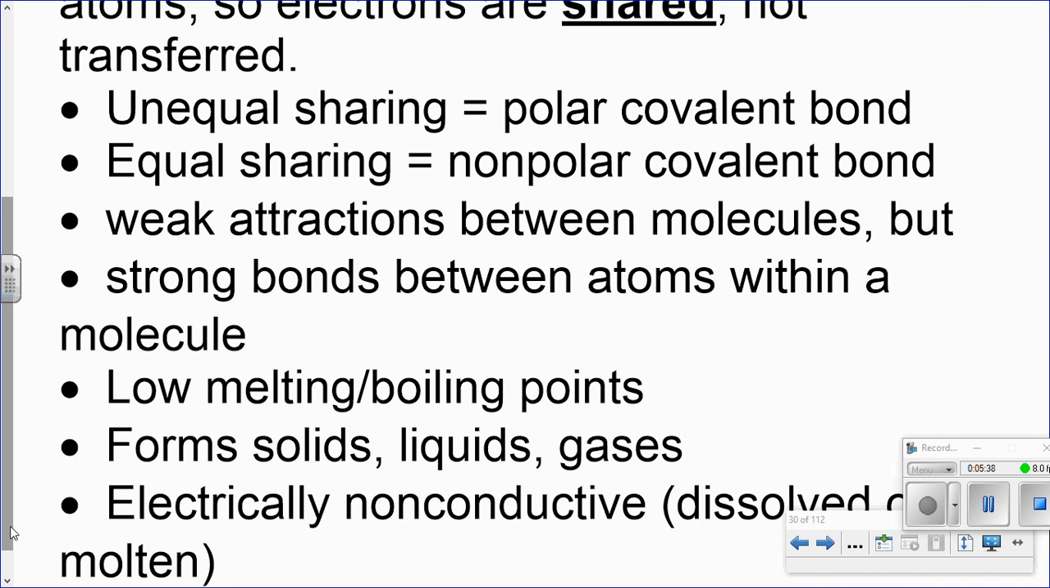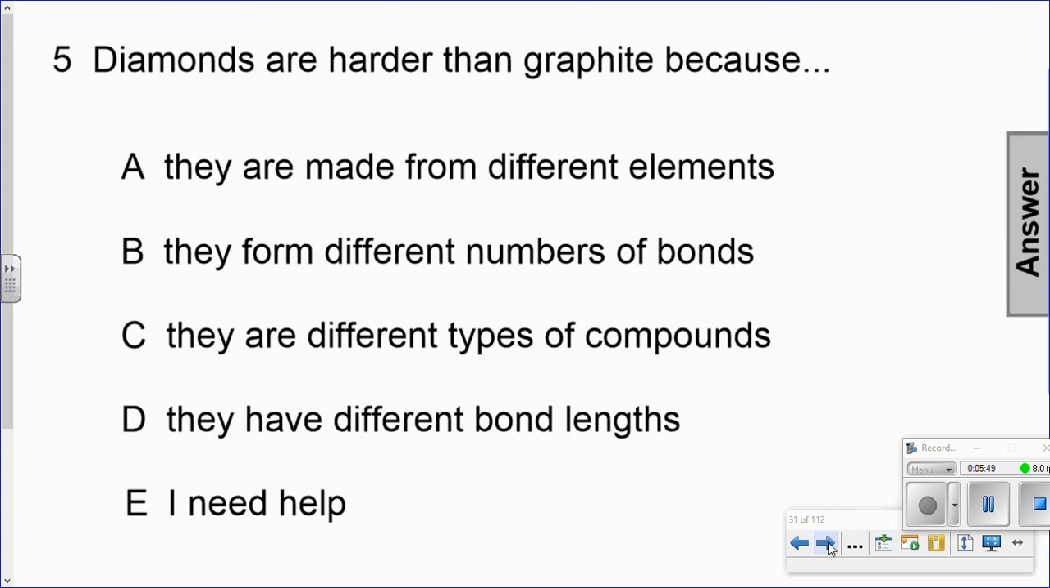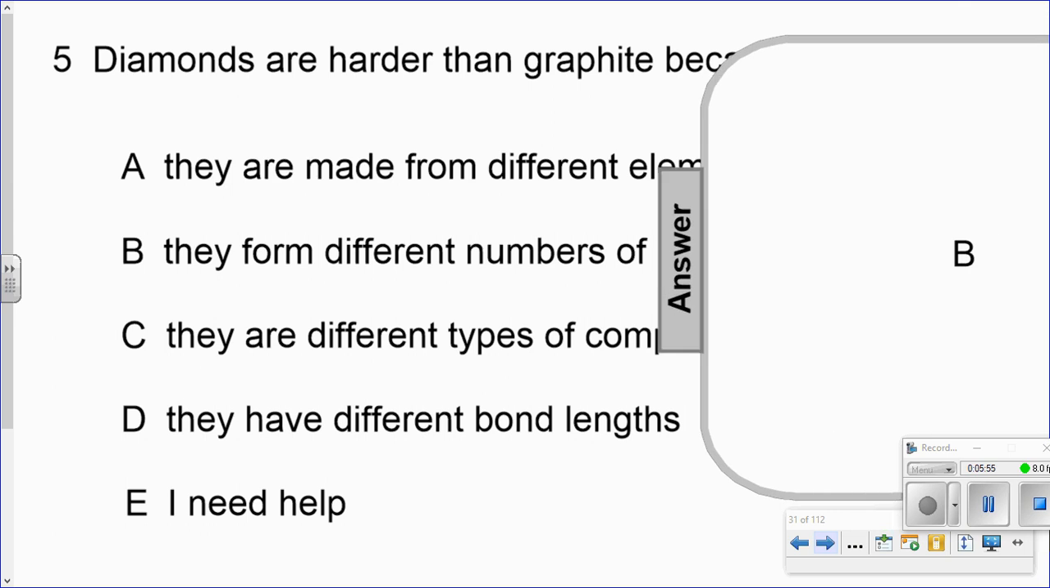They can form all forms of matter, solid, liquids, and gases, or all three. And they are electrically non-conductive. Whether they're dissolved or molten, they will not conduct electric current. They are generally non-electrolytes. So check this out. Pause when you need to. There's the answer.